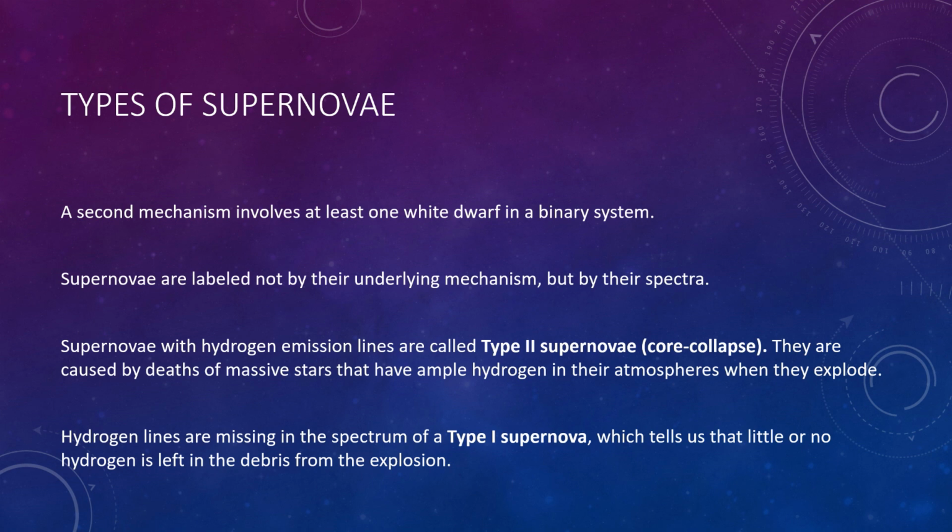If we have missing hydrogen lines in the spectrum, then we consider the supernova to be type 1, which tells us that little or no hydrogen is left in the debris from the explosion. So that's what defines the difference between type 1 and type 2. Type 2 has hydrogen emission lines, type 1 does not.